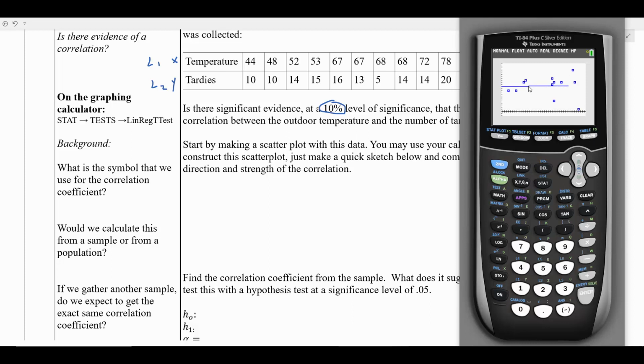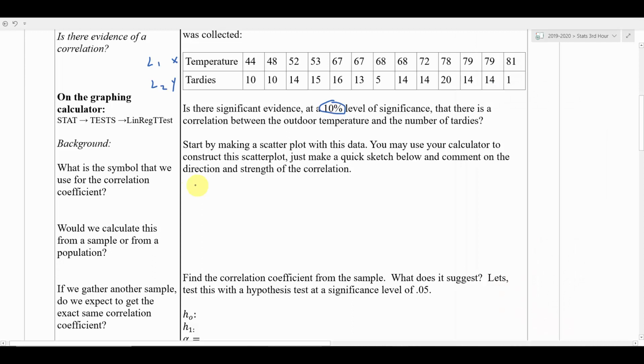And there's my line. You can see it has a very small slope. It only went up just a little bit here. And you can see the points are scattered everywhere. All right, so I'm going to go ahead and comment on the strength and direction of this. For the strength, based on what I'm seeing in the scatter plot, we are seeing a very weak correlation between these two variables. And the direction, if there is any direction, is going to be positive.